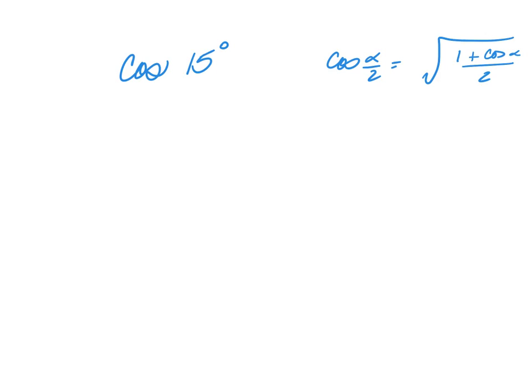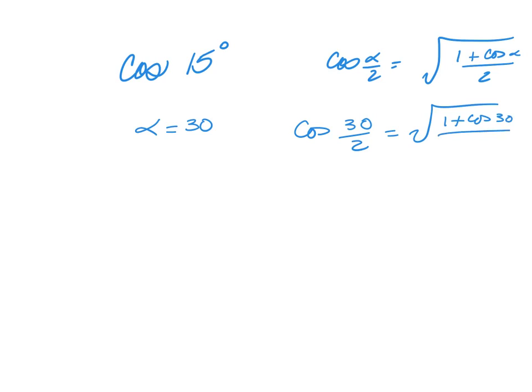So, what number divided by 2 gives you 15? 30, very good. So if we use that theta equals 30, we'll have the cosine of 30 over 2 equals the square root of 1 plus cosine of 30 over 2. What's the cosine of 30? Root 3 over 2? Yes, it is. So it's 1 plus root 3 over 2, all over 2.